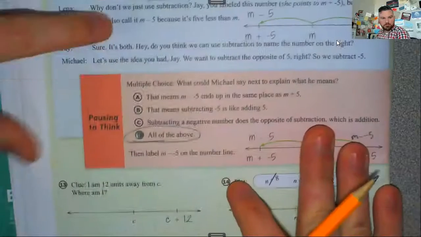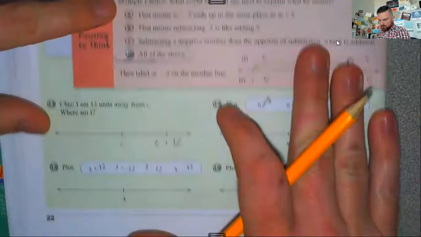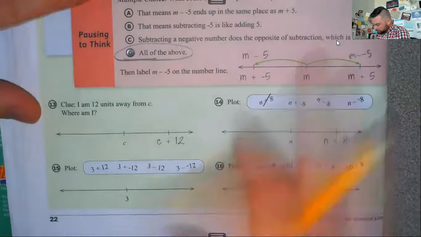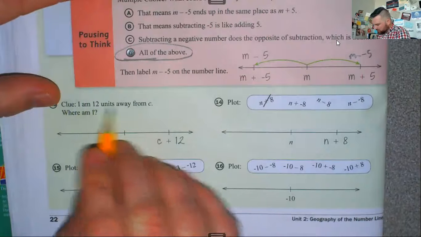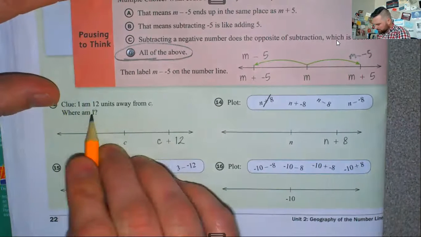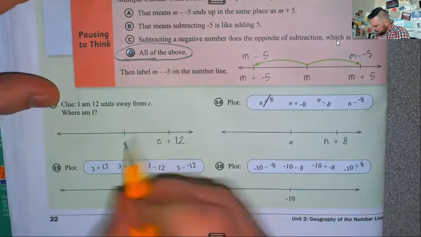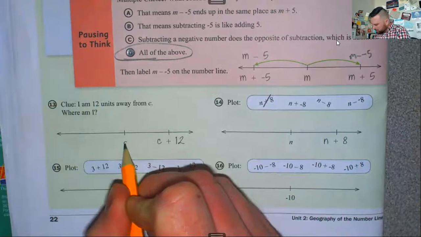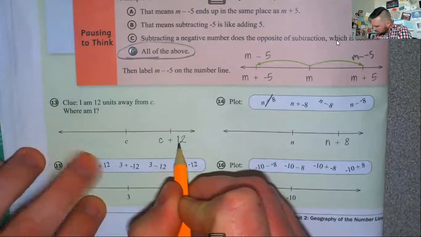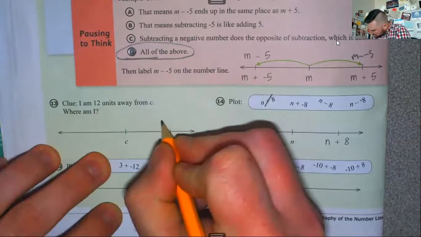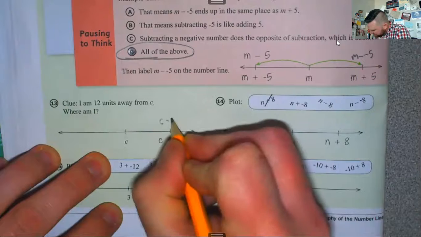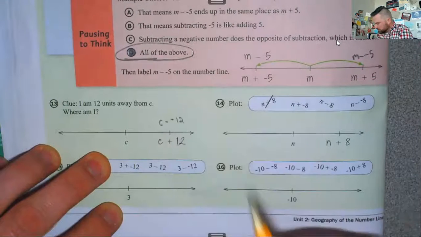All right, we got 4 more problems here, and then we'll wrap it up. Okay, so 13, clue number 1: I am 12 units away from C, where am I? Okay, so here's C. They did C plus 12 over here, which we could also write as C minus negative 12. Those are the same.